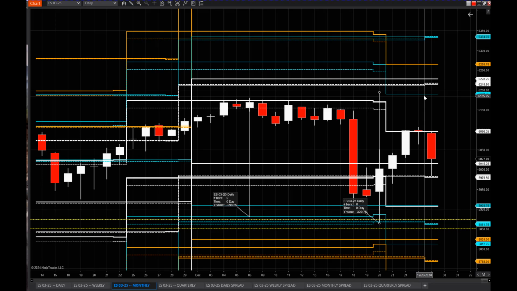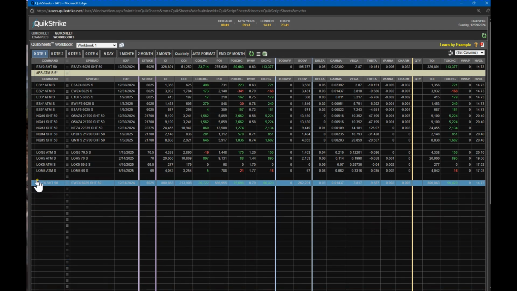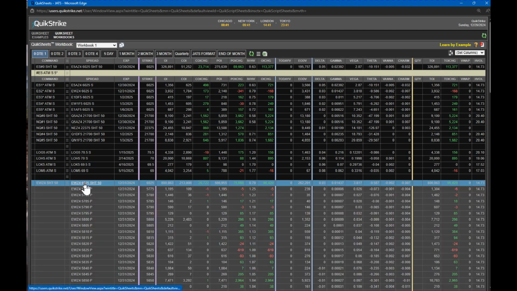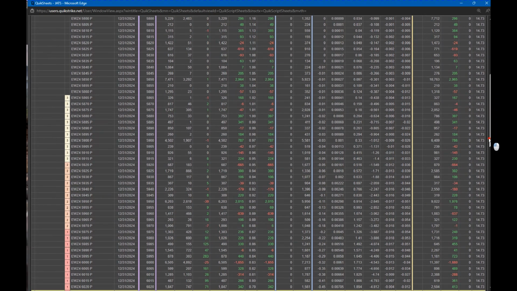So I'm not sure which way we're going to go, but I can tell you where the edges are. And this is how you can use a tool like Quick Strike to come in and see these end of period options. So here's the EWZ4. That's Tuesday's expiration. And if we look at 58.50, excuse me, that's up here. Here it is right here. You can see the high puts are sitting here.